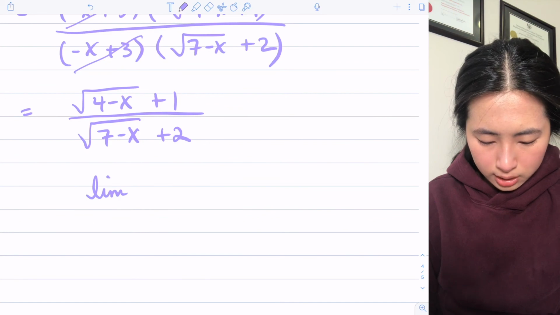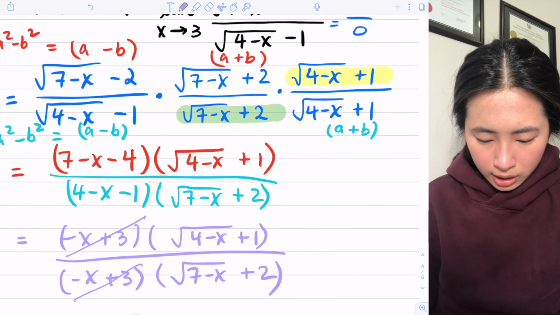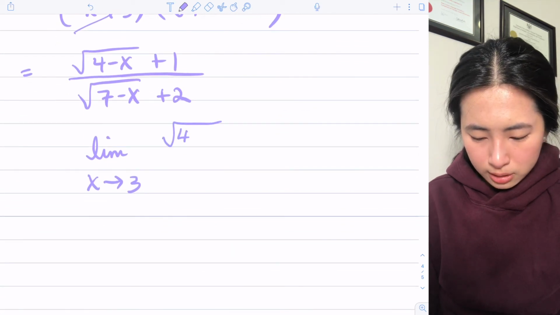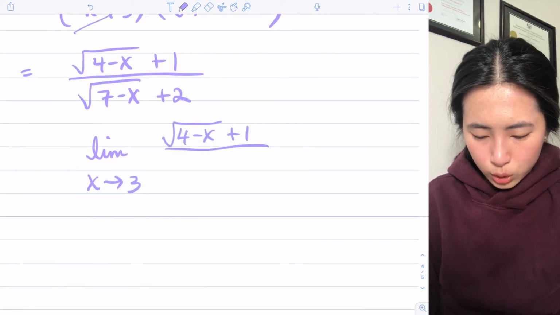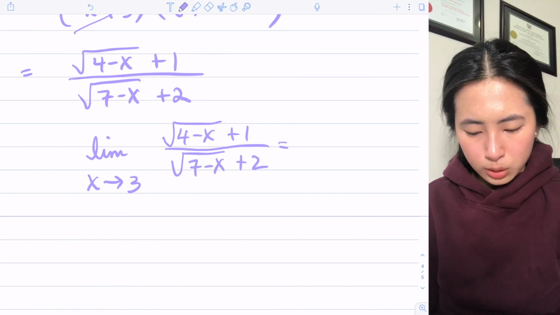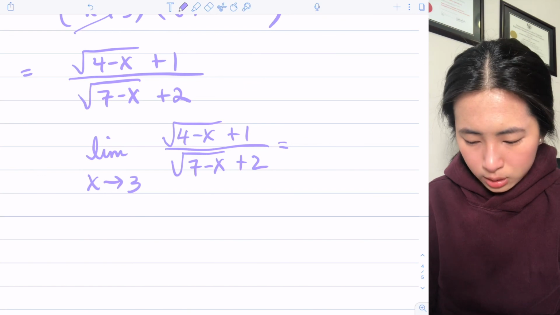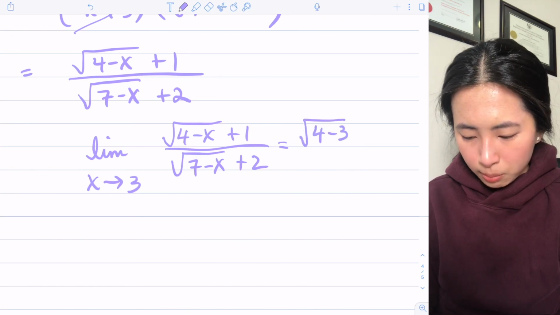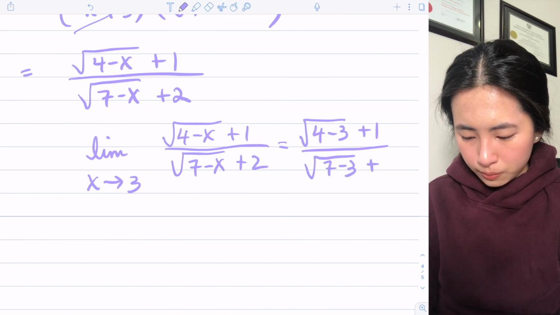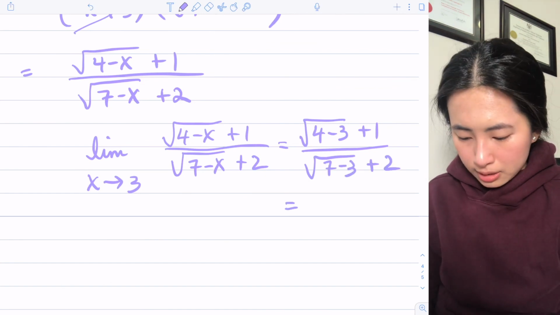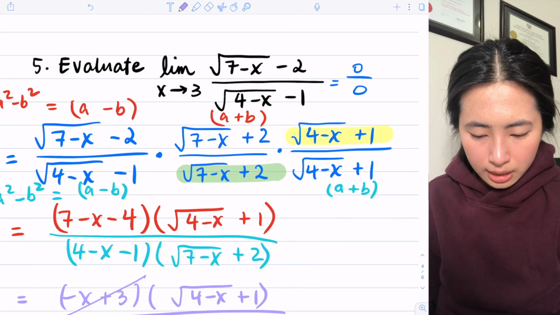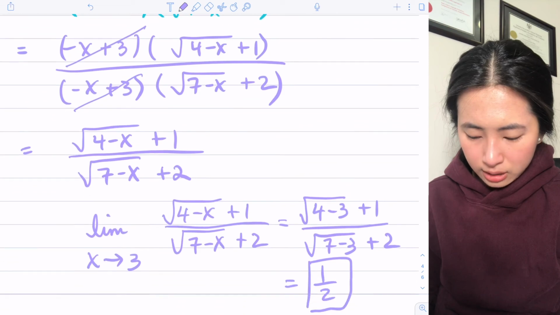So limit when x approaches 3. We have our modified expression square root of 4 minus x plus 1 over square root of 7 minus x plus 2. Applying direct substitution by plugging in 3 into x, so we have square root of 4 minus 3 plus 1 over square root of 7 minus 3 plus 2. So we do get 1 over 2 in this example. And hence our limit when x approaches 3 is in fact 1 over 2.